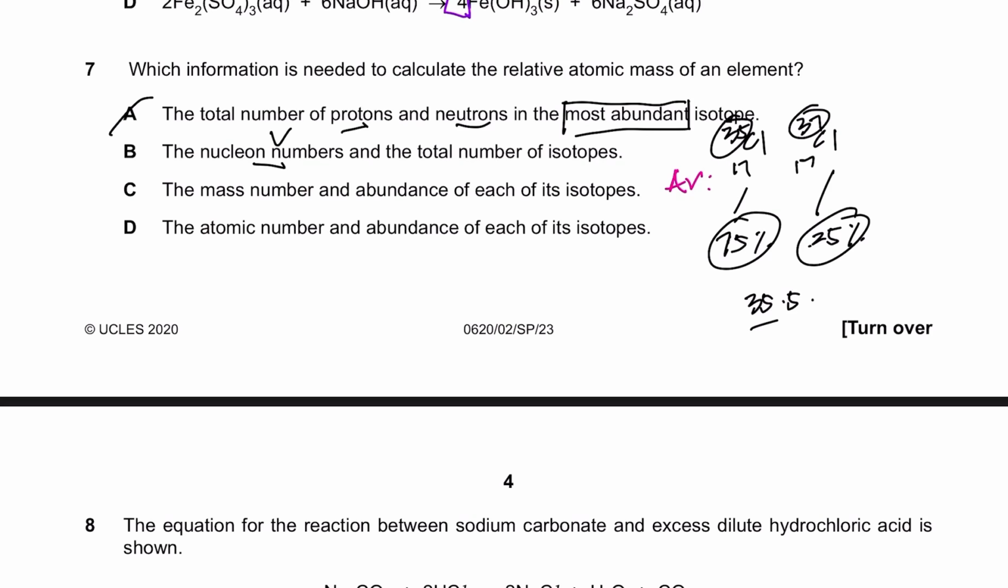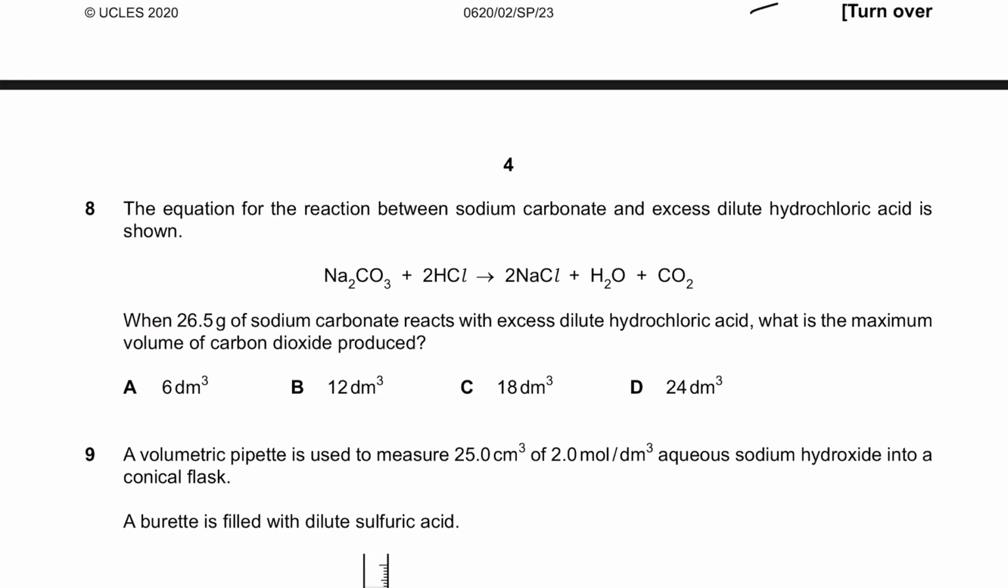The nucleon number is right, because nucleon number again is the mass number, right? That's another name for it. But total number of isotopes, you also need the abundance. That's why B is wrong. C says the mass number or the nucleon number and abundance of each of its isotope. Yes, we need the abundance and we need the mass number. D says the atomic number. Atomic number is the number of protons, right? So we don't use the number of protons. We use the nucleon number or the mass number, which is basically protons plus neutrons, not just protons. So D is also wrong.